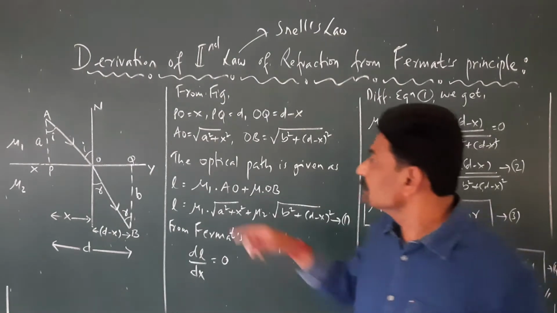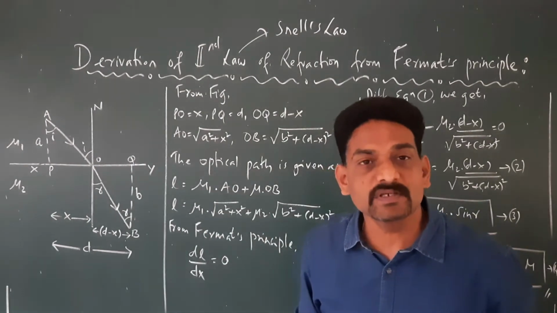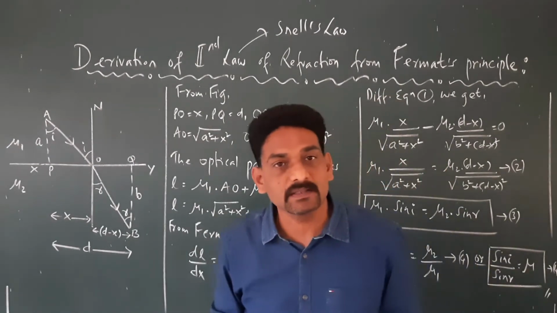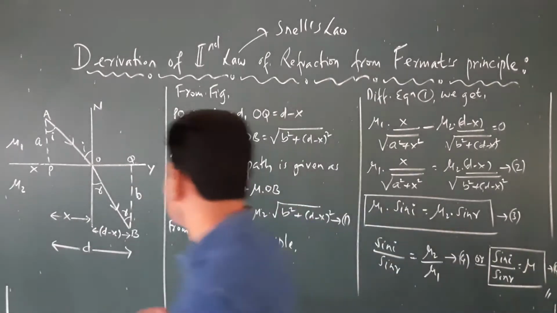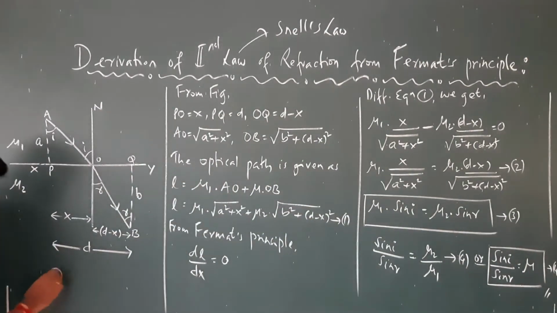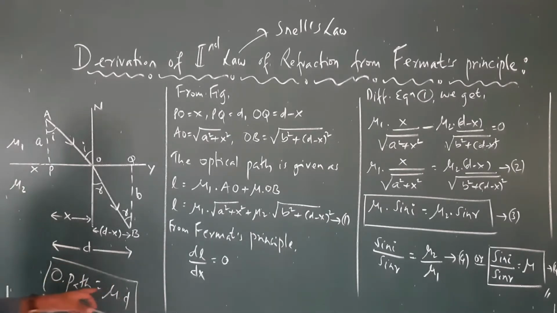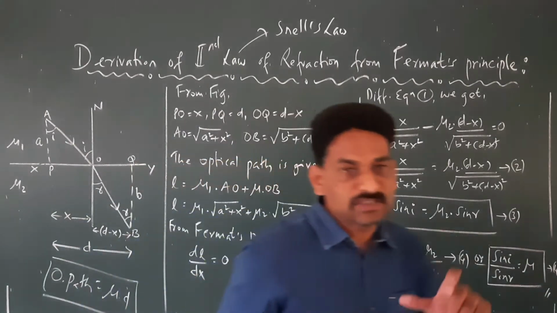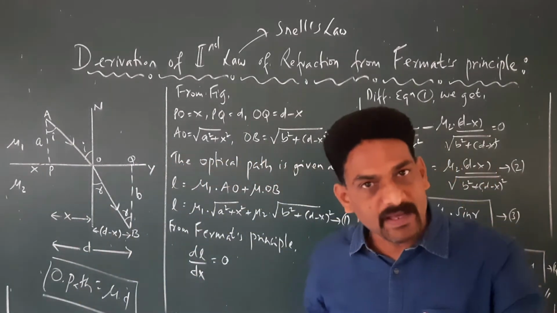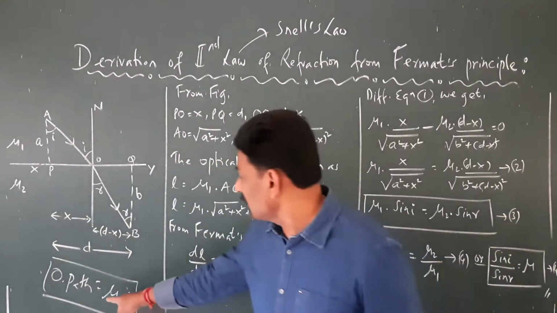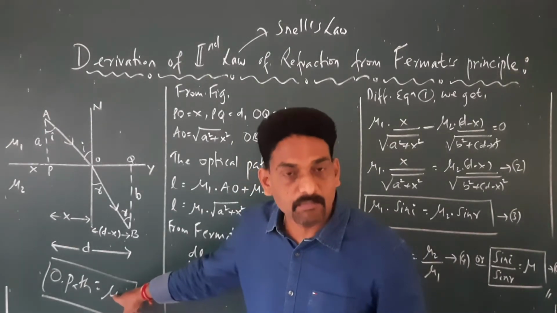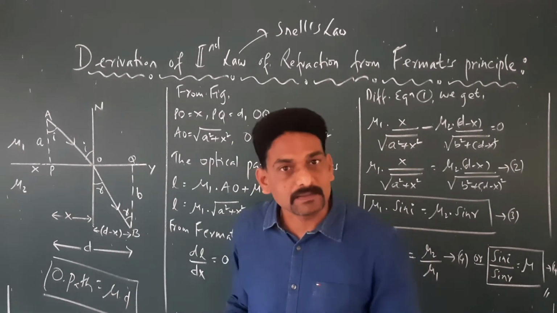Then, so we are calculating here what is known as the optical path. What is the optical path? We know that the optical path is equal to mu into d. That is the distance traveled by the ray of light in a given medium into the refractive index of that medium. Mu into d gives us the optical path, right?